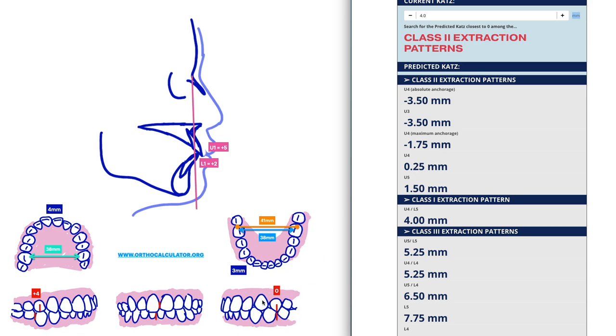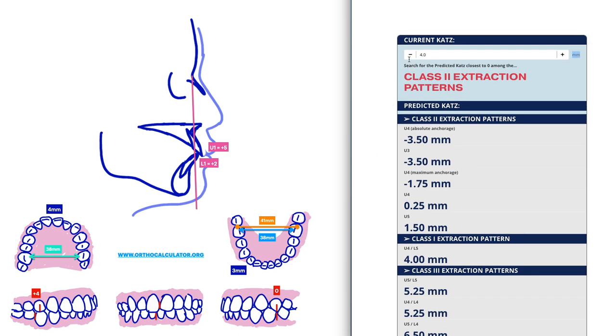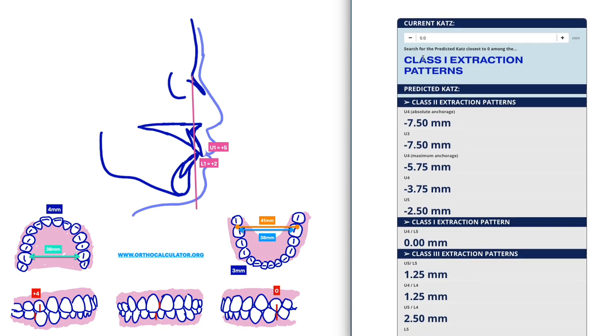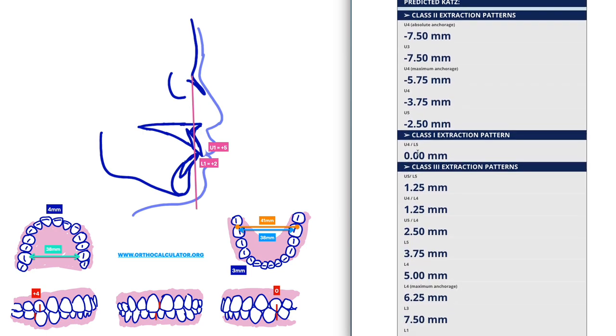On the other side, the malocclusion is 0 right now. So if we set this to 0, the calculator is telling us to look in the class 1 extraction patterns. Upper 4, lower 5 would be recommended to maintain the current cusp class on that side. So the calculator is recommending an upper 4 on the right and a 4/5 extraction on the left.